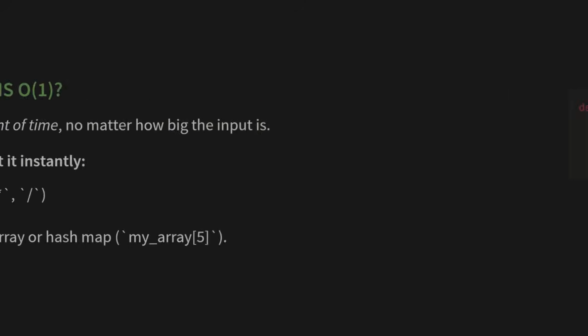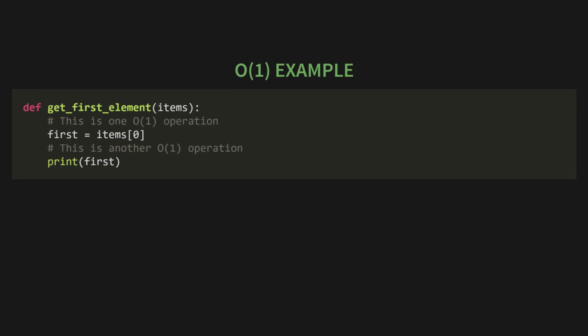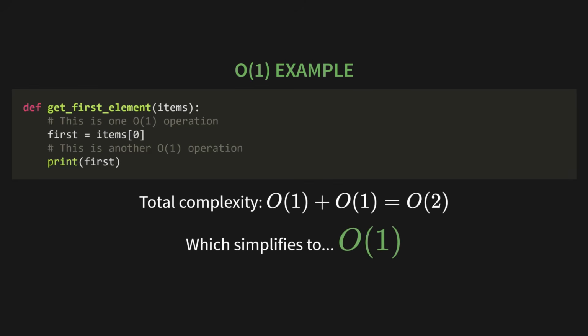Let's look at an O of 1 example. Check out this function, def get_first_element, which takes in items. The first line says first equals items[0]. That's just one O of 1 operation. The next line is print first. That's another O of 1 operation. So the total complexity is O of 1 plus O of 1, which is O of 2. And of course, we drop the constant, so it just simplifies to O of 1.